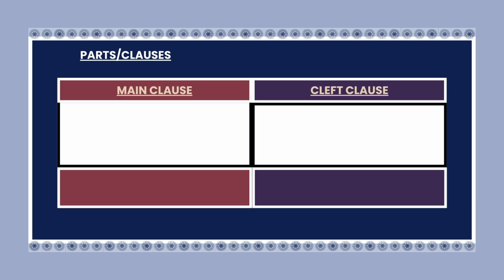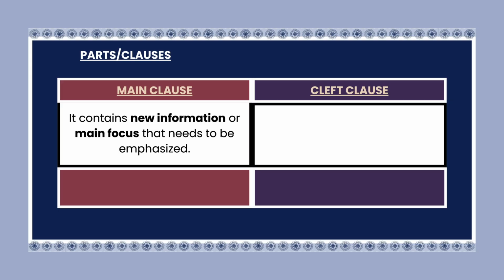After we know the usages, let's move to the clauses in a cleft sentence. A cleft sentence consists of two main parts, the main clause and the cleft clause. Each part has a specific role in the sentence structure. The main clause is the primary clause in the cleft sentence. It contains new information or the main focus that needs to be emphasized.